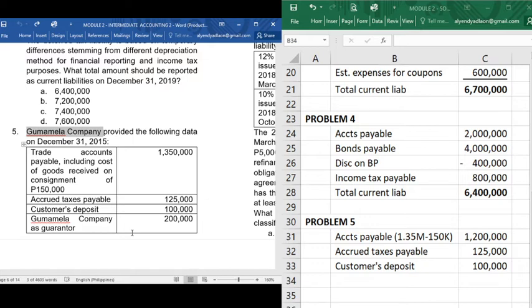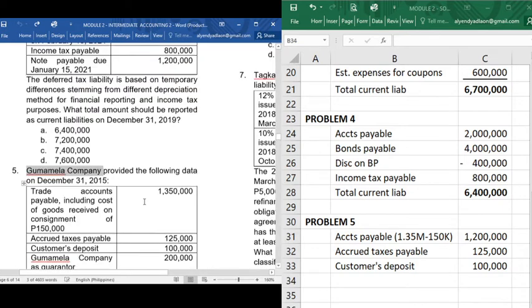Take note, this is not a present obligation. It may be a future obligation, but not a present obligation. Take note, in a liability, we have to consider that the obligation must be present and it should arise from a past event. Since nothing like that has happened, no insolvency has happened, we will not record the 200,000 as part of our liability.